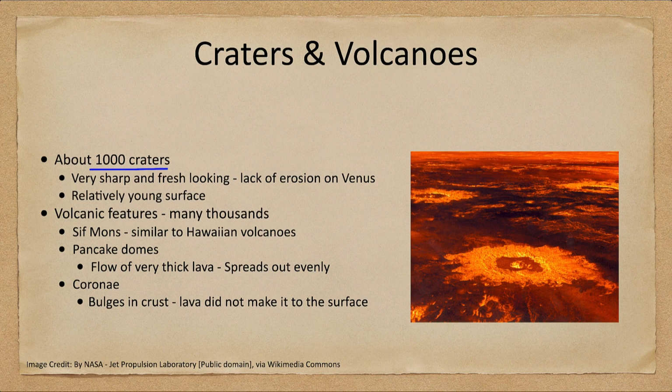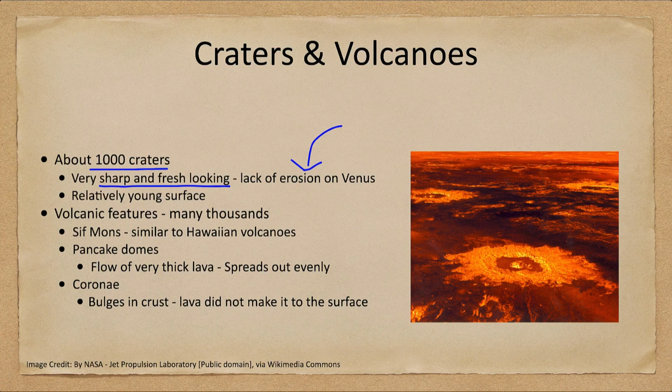Its surface is not quite as young as Earth's, but is not near as old as that of the moon or of Mercury. We also notice that they are very sharp and fresh looking. They look like they've just formed. Now we know they didn't all just form recently, but this can also be caused by a lack of erosion. On the Earth, we get erosion by wind and water, for example. We don't get that on Venus.